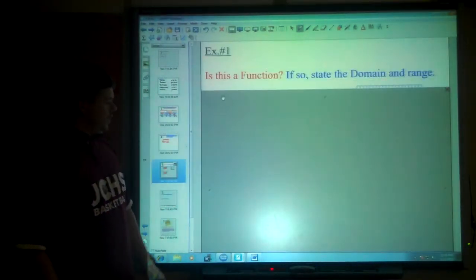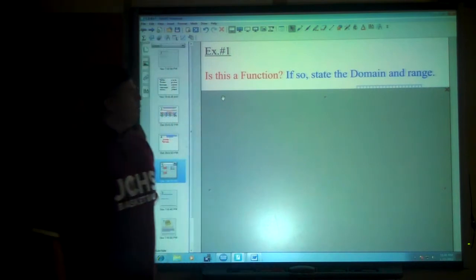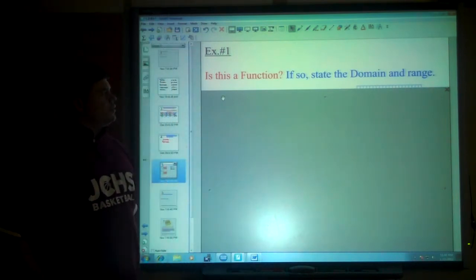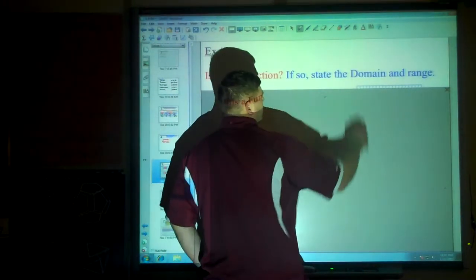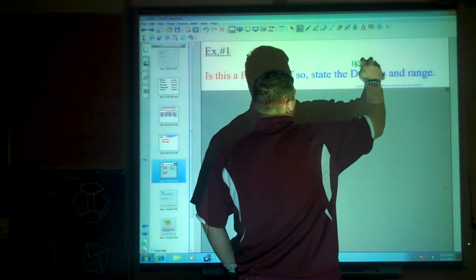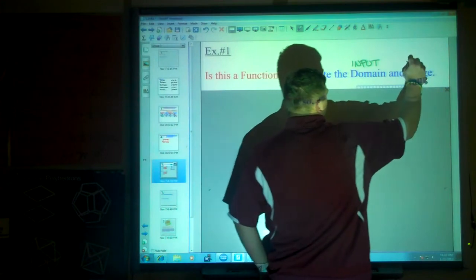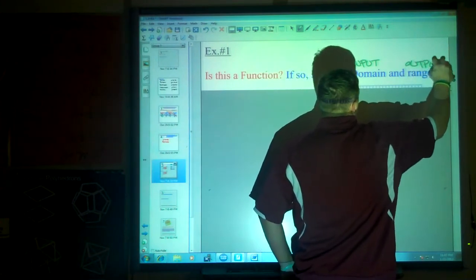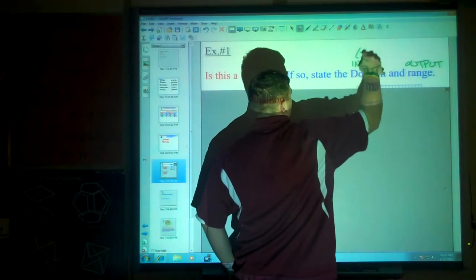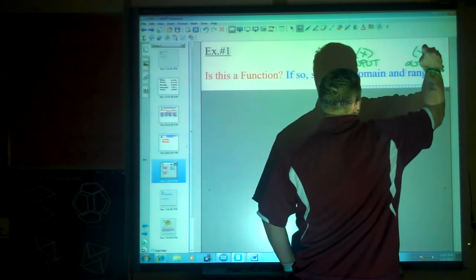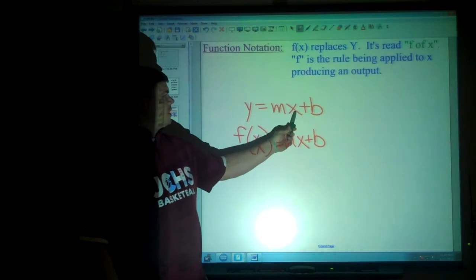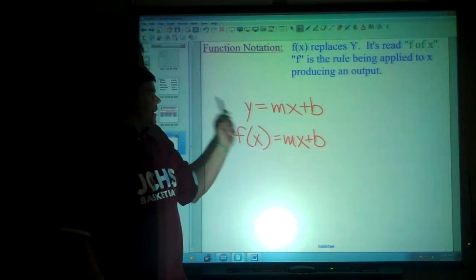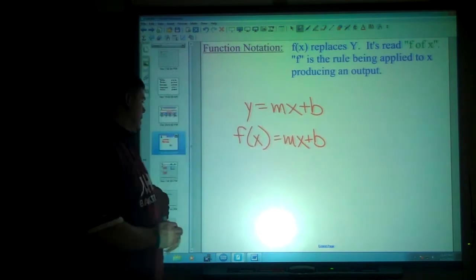Example number 1. The question is, are we dealing with a function? And if so, we need to state the domain and the range. If you recall, the domain is the inputs, and the range is the output. Typically, input involves the x, and output usually involves the y. If you look back at our example right here, we would stick numbers in for x, do the math, and out pops y. So input is x, output is y.